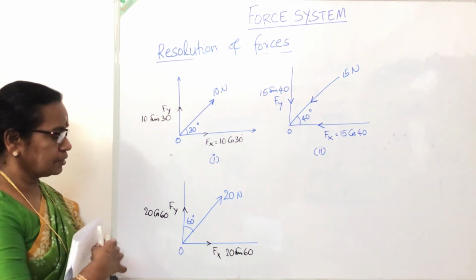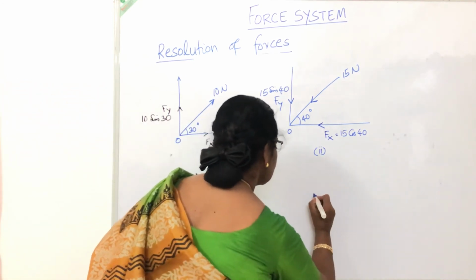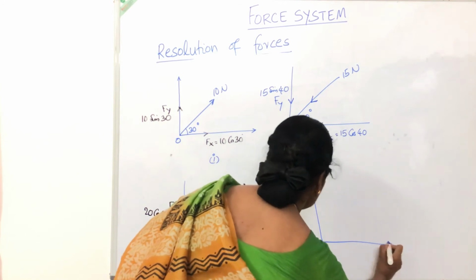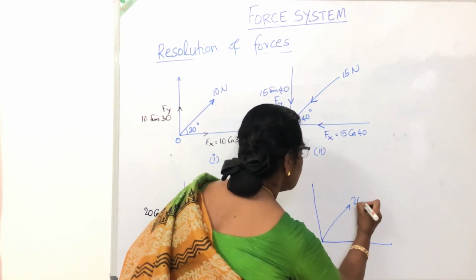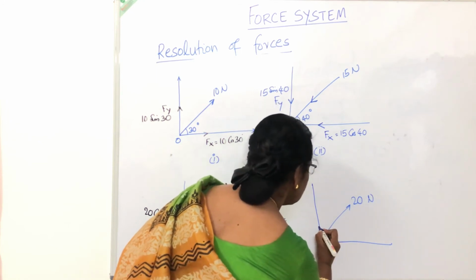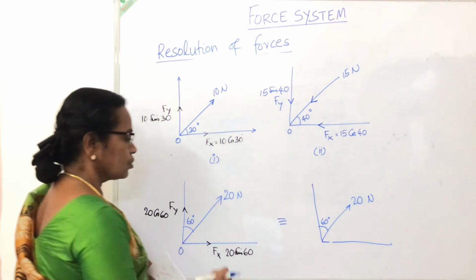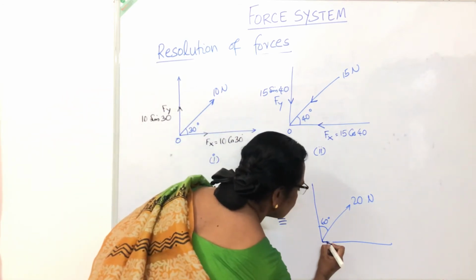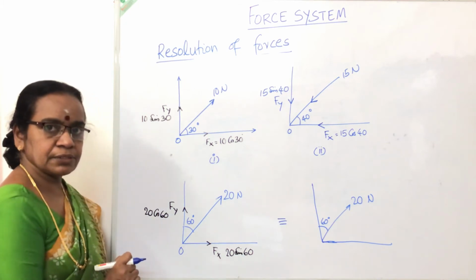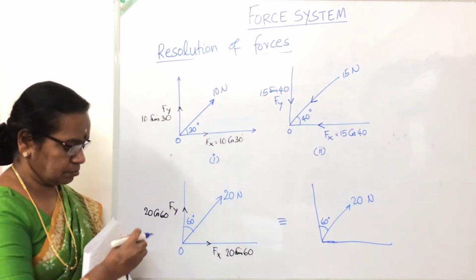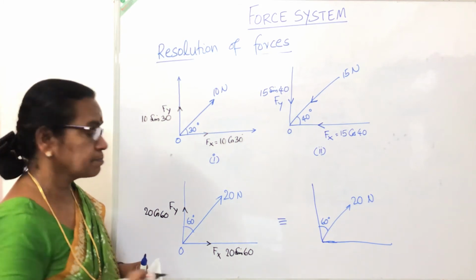The same example can also be put in another way. The same thing, this 20 kilonewton load, 20 Newton at 60 degrees with vertical is given in the question. So the first student attempted it and he has written like this. That is right.